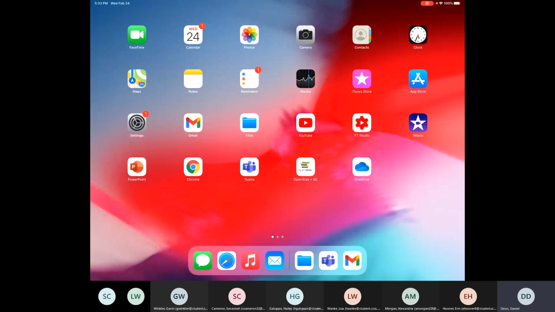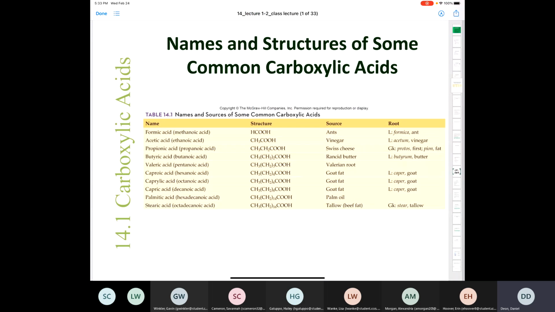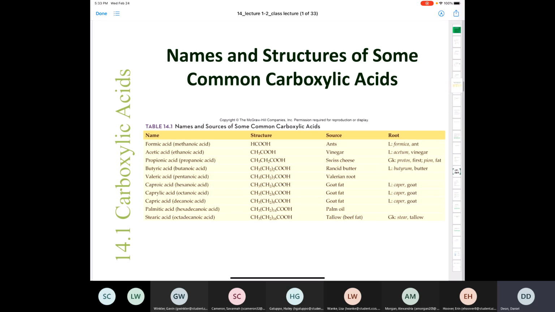All right, so where I wanted to start off this evening is in chapter 14. Last class we did some practice problems that relate to chapter 14, but right now I want to talk about some names. And I told you last lecture that you have to know the common names. So you've got to know the common names of the first five carboxylic acids. So you have to have formic acid, acetic acid, propionic, butyric, and valeric acid memorized.